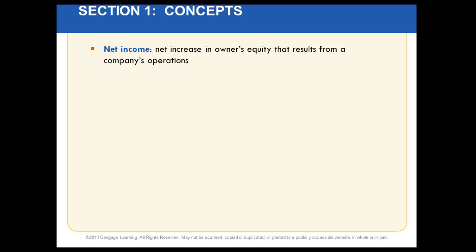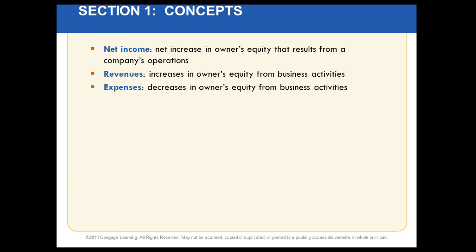Net income, we know, is basically our revenues minus our expenses. But that difference, that net income, increases our owner's equity, doesn't it? In the same respect, net loss decreases our owner's equity, doesn't it? Because that means our expenses are greater than our revenues. So with our net income, we increase our owner's equity. Revenues increase owner's equity.